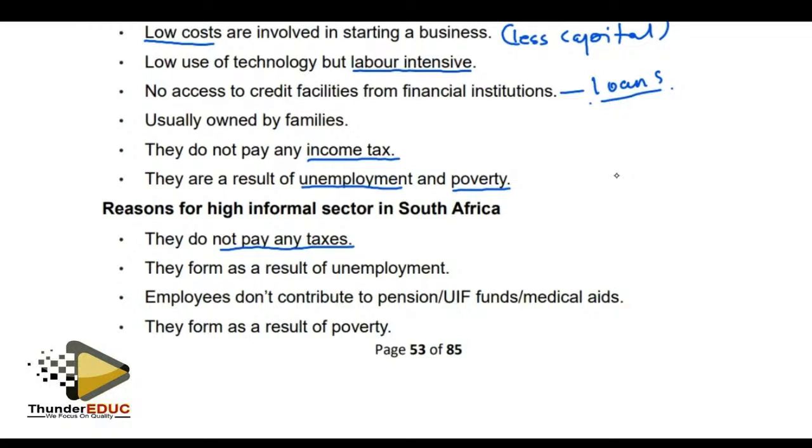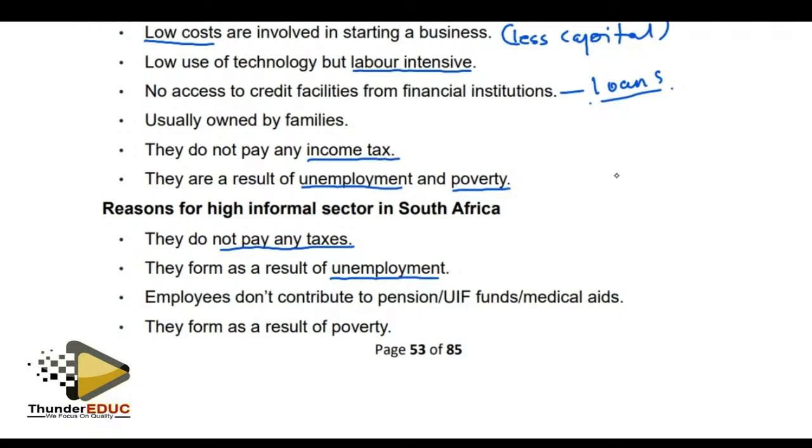They form as a result of unemployment. Many people in South Africa don't have jobs. Therefore, they go into informal businesses as a way to start up something, to survive. Also, employees don't contribute to pension, UIF funds or medical aid. So it is another reason for the high rise of these small businesses, because whatever they earn goes straight to their pockets without any other contributions such as UIF or medical aid.